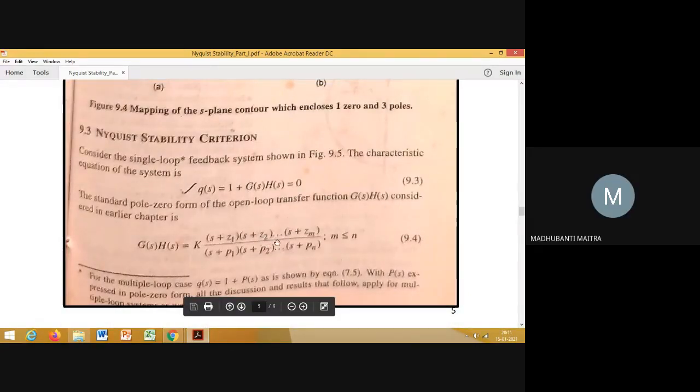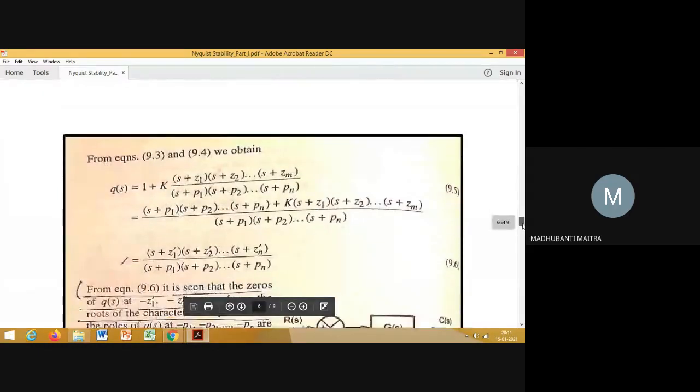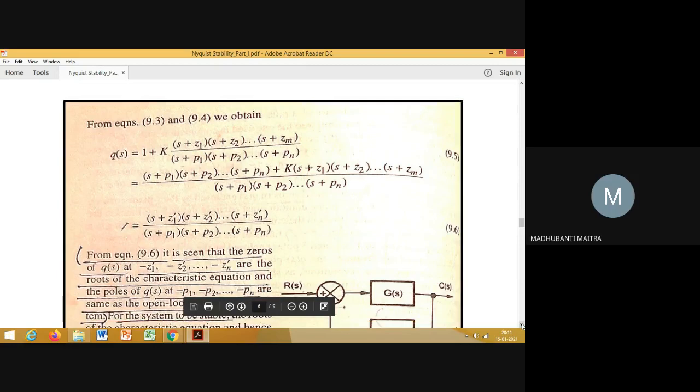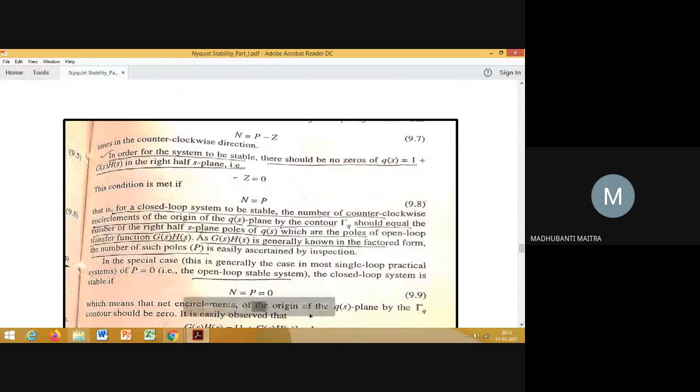So if the open loop system is stable, these are the poles of the open loop system, and this is the same as the poles of QS, as we have already said. So that means if the open loop system itself is stable, all the poles of QS will lie in the left half of the S plane. That implies the number of poles of QS which lie in the right half of the S plane will be 0, since the open loop system is stable. Hence, we are taking the value of P to be 0 when the open loop system is stable.